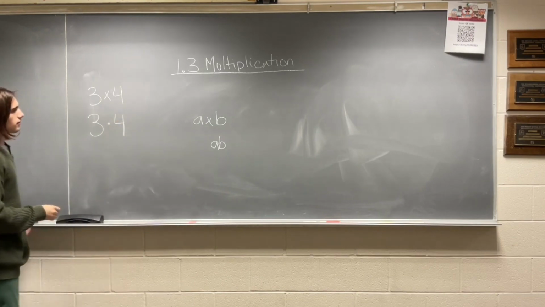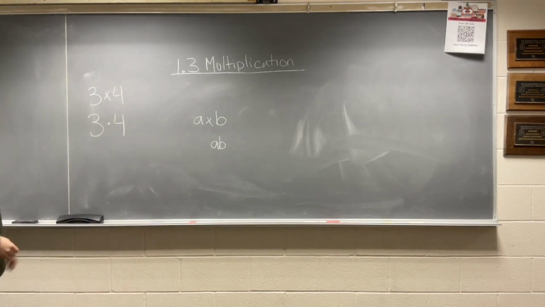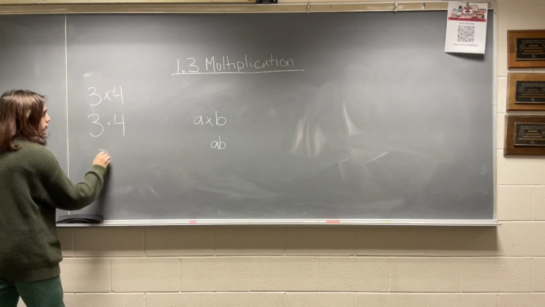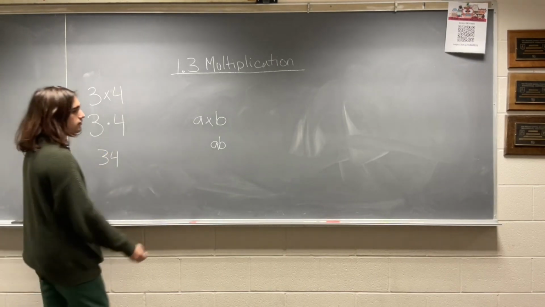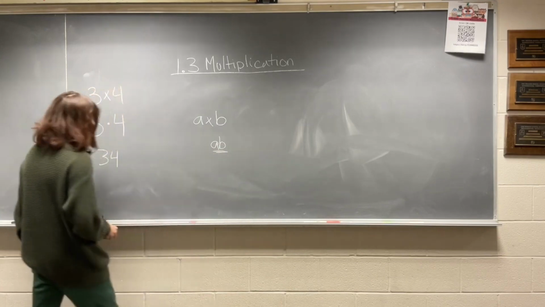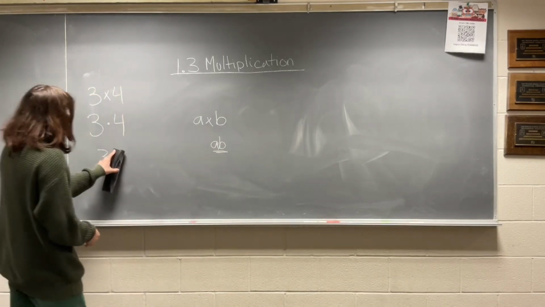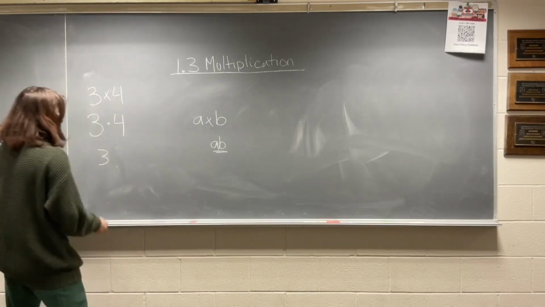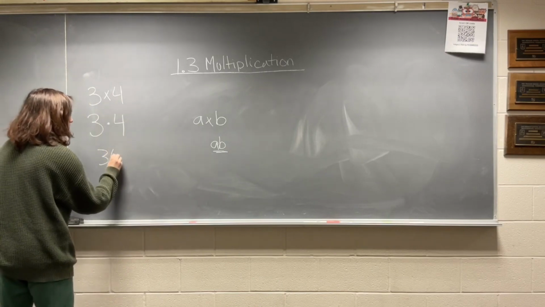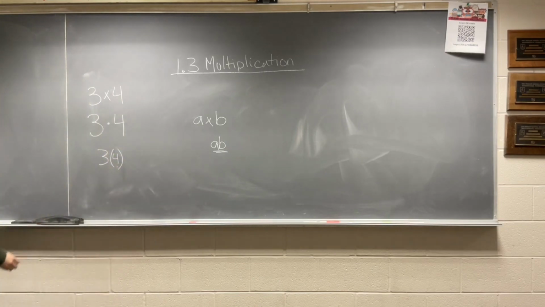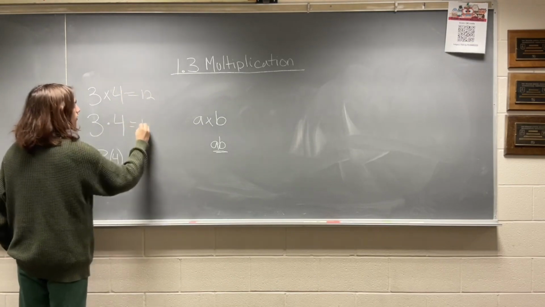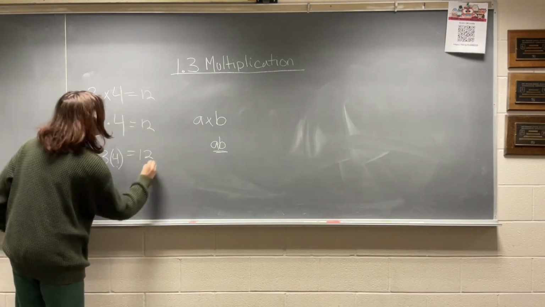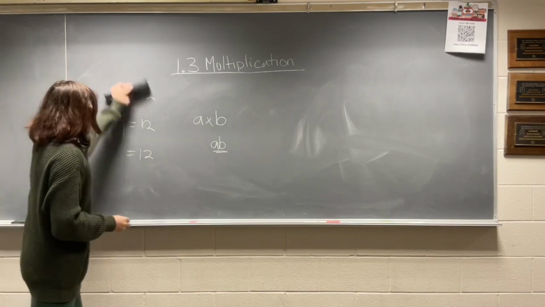which is going to be this little dot, which will represent multiplication. We can't do 3 times 4 by just putting them next to each other, but we can do that with variables. But what we can do is use parentheses to represent multiplication, so 3 times 4. And these all mean the same thing, so that's going to be 12, and 12, and 12. Right, we can go ahead and remove that.